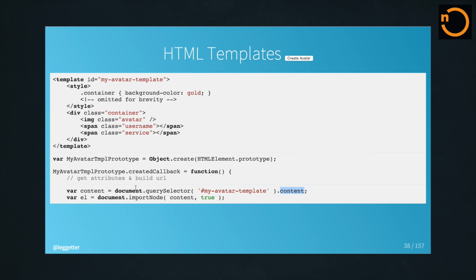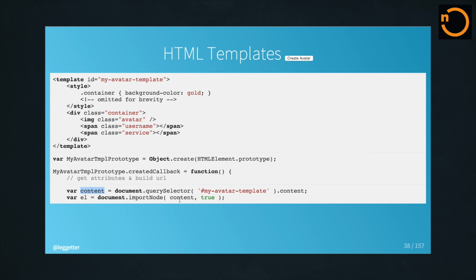One of the benefits with templates as well is that they're inert, which means they don't actually affect the document until they're actually added to it properly. Just the template element on its own doesn't affect the DOM. It's not going to be rendered to the screen. Not until you've cloned it and actually imported it into the DOM does it have any effect on the document object model.